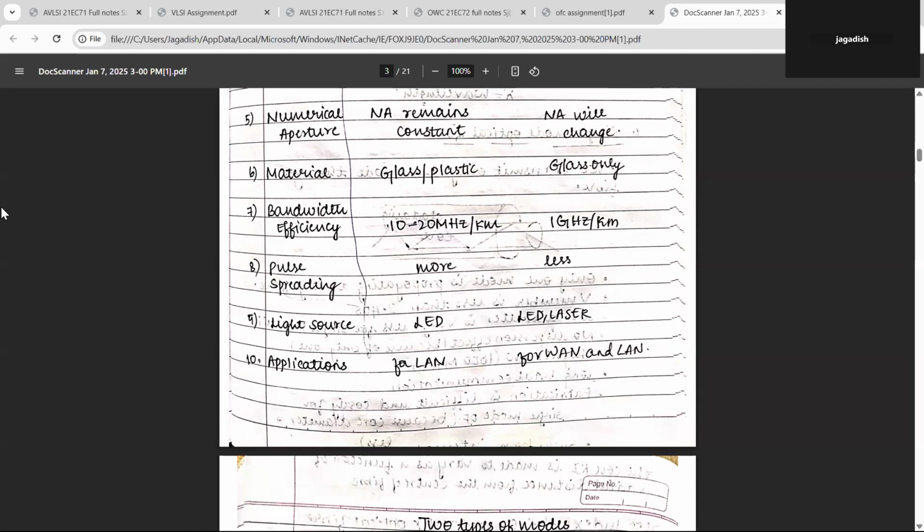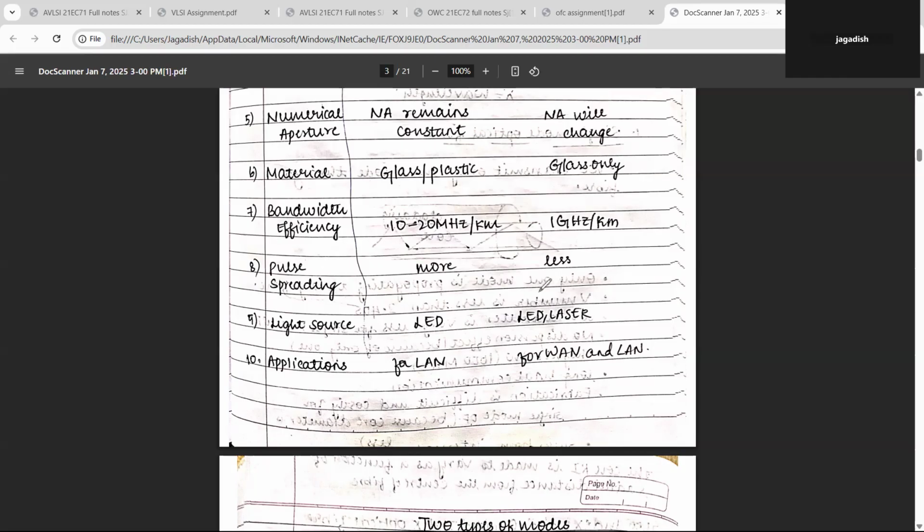More. Pulse spreading is more in the step index. The light source for step index is LED. So LED full form? Light emitting diode. Okay. Laser.